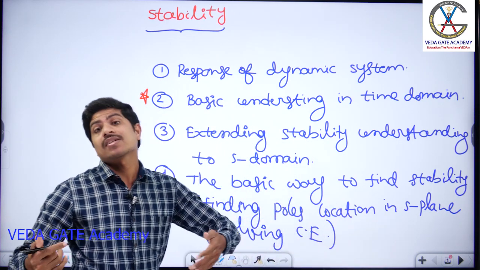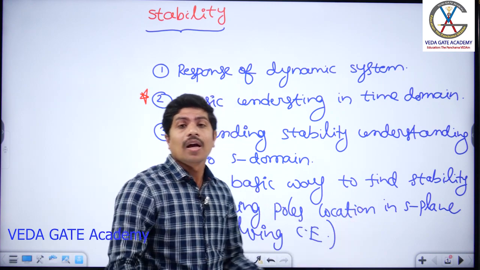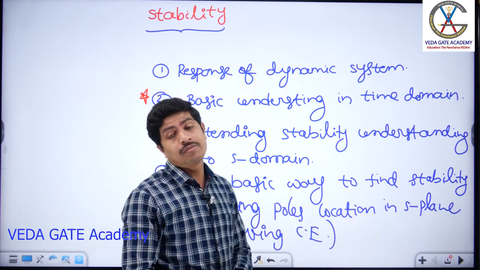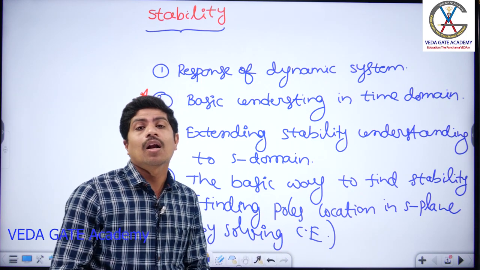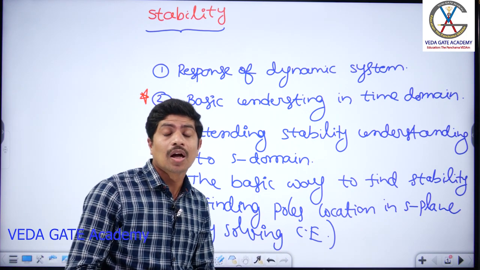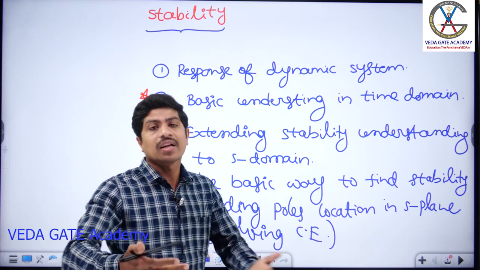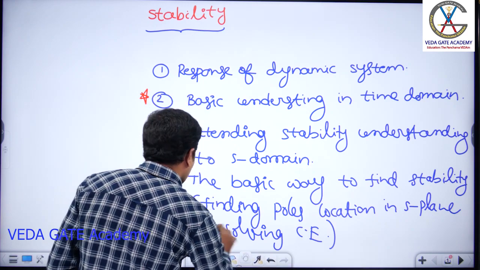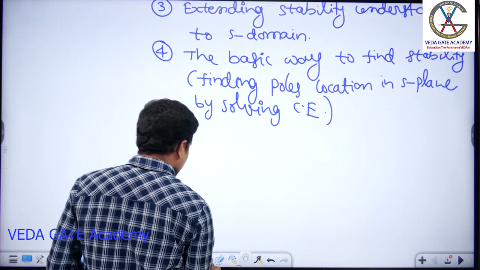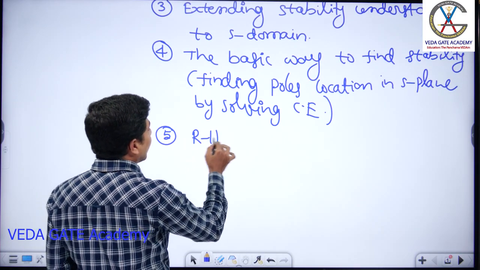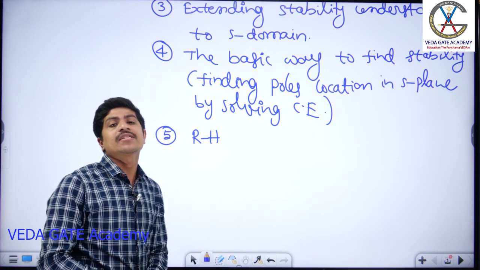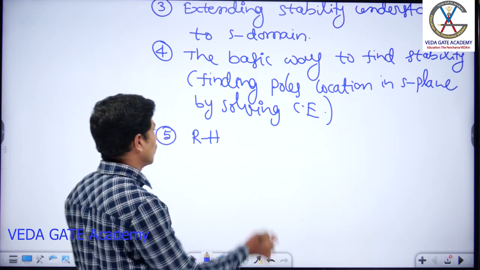But as the characteristic equation order increases, it is very difficult to solve it. Therefore, we go for the RH criteria, Routh-Hurwitz criteria, which gives the stability without solving the characteristic equation. So the next topic is the RH criteria, a tabular method of finding stability without solving the characteristic equation.